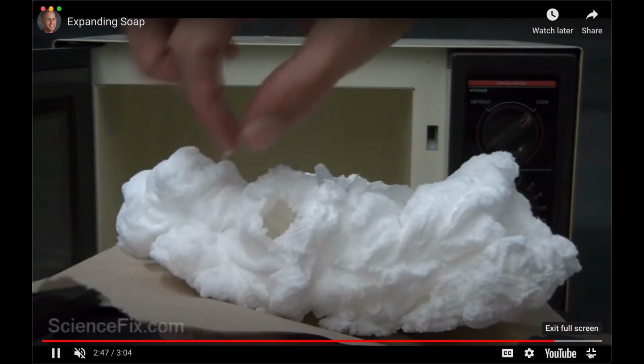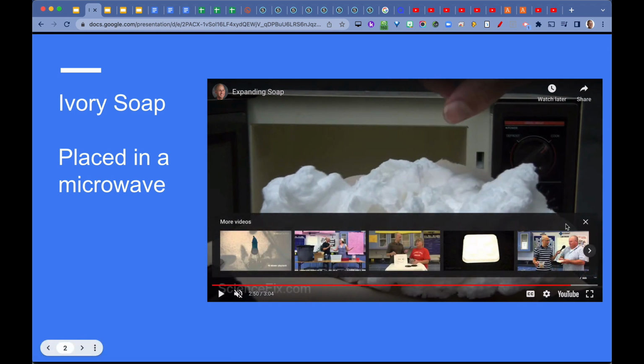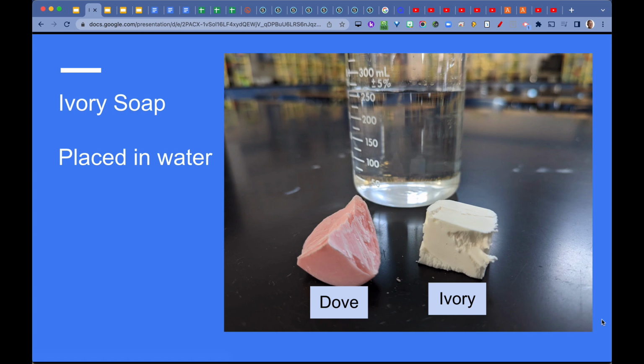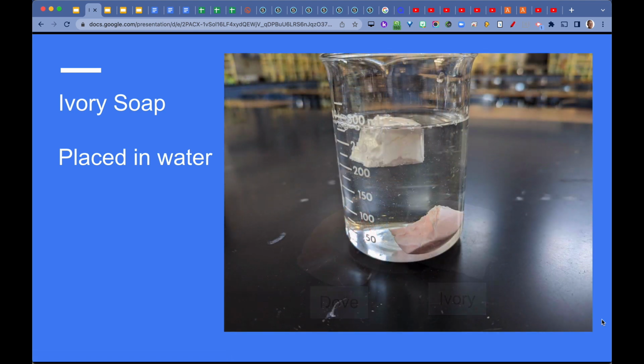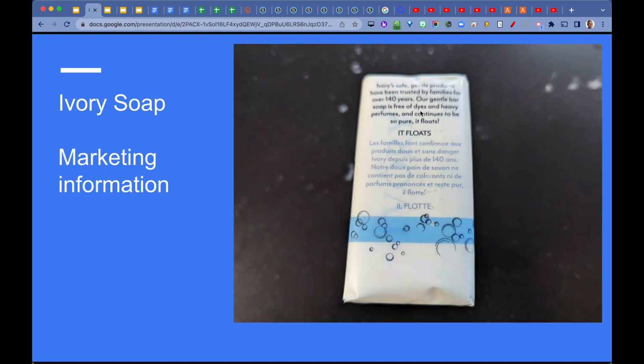You can see there's some holes or gaps in the soap as a result. So we observe that, and then we observe a piece of Dove soap and ivory soap and place it into water, and we see that the ivory soap floats and the Dove soap does not, it sinks. So that's one of the marketing tools of ivory soap, is that it claims, hey, it floats.